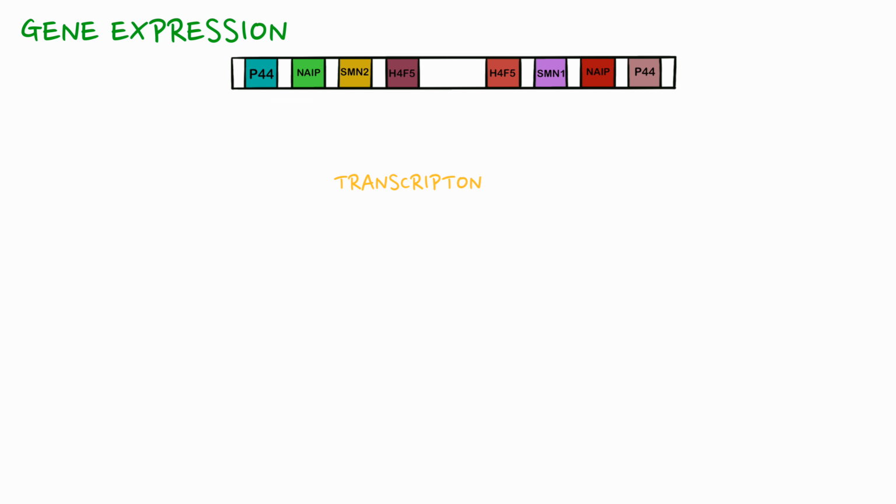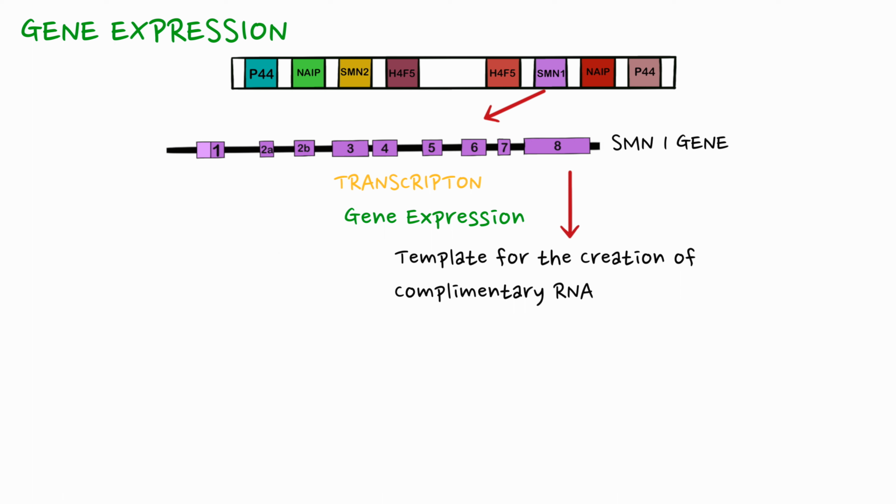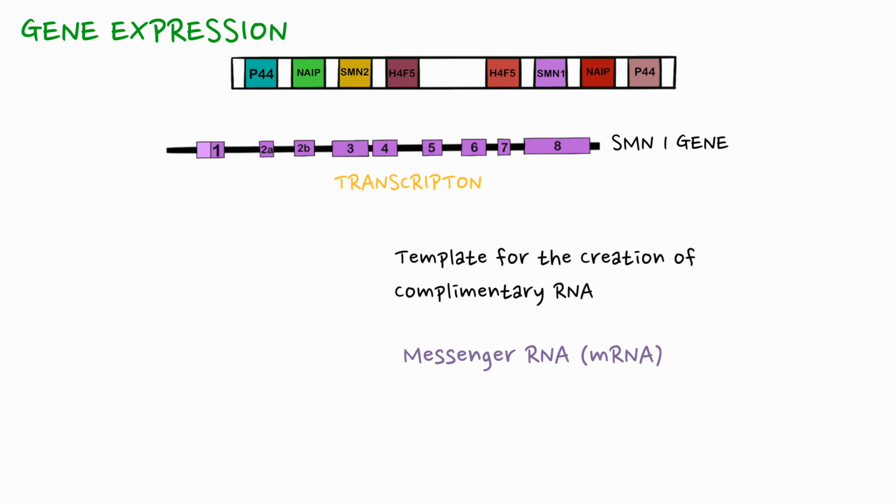Transcription. The process begins with gene expression. The DNA sequence of the SMN gene serves as a template for the creation of a complementary RNA molecule, known as messenger RNA or mRNA. The SMN gene contains 9 exons, which are coding regions. You can see 1, 2A, 2B, 3, 4, 5, 6, 7, and 8, a total of 9 exons.